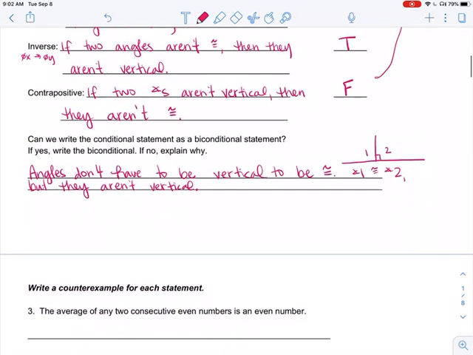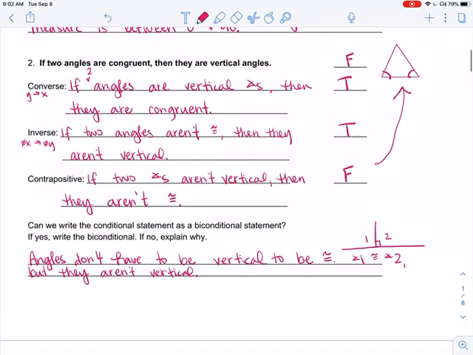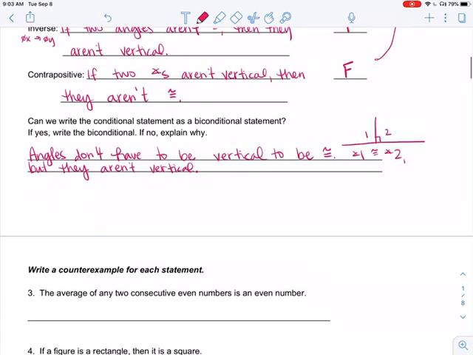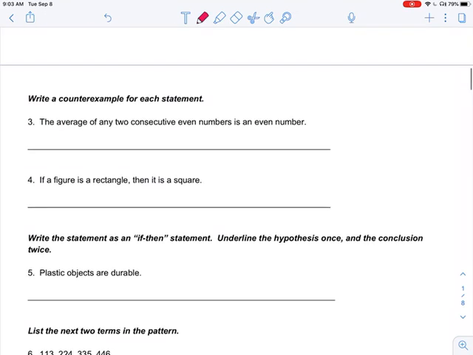So we cannot write our biconditional statement because not both are true for your original and your converse. Angles don't have to be vertical to be congruent. So you could use your triangle as a picture up there, or two 90-degree angles on a straight line. There are multiple examples that you could have there to prove that to be false by one counterexample or another.